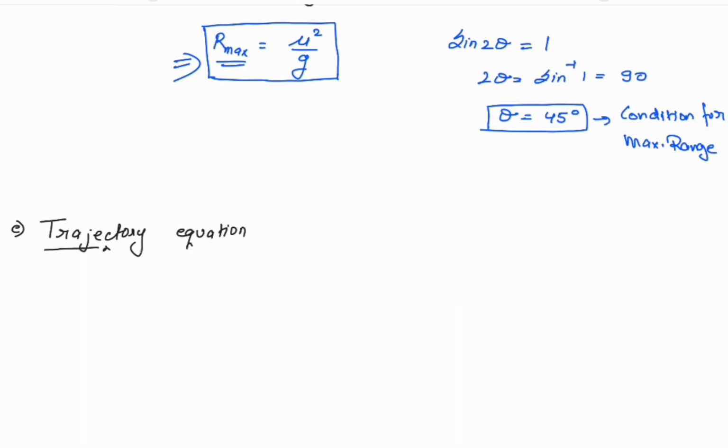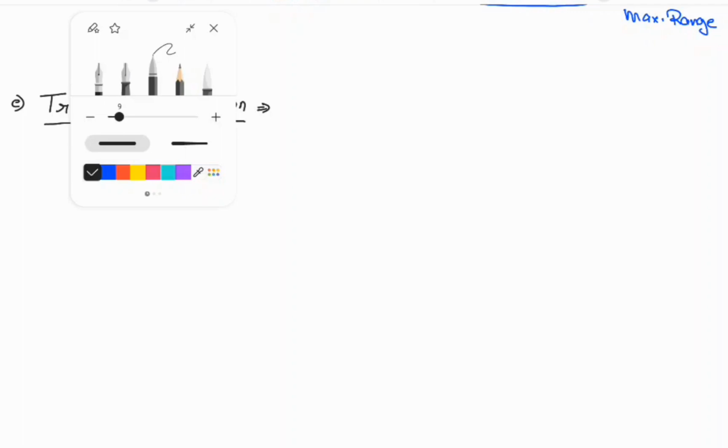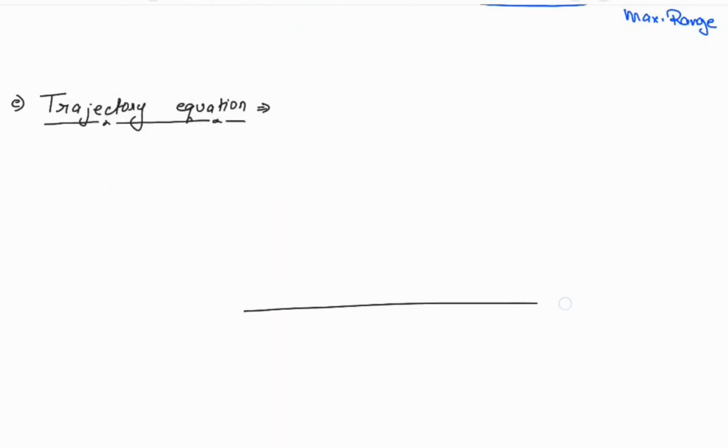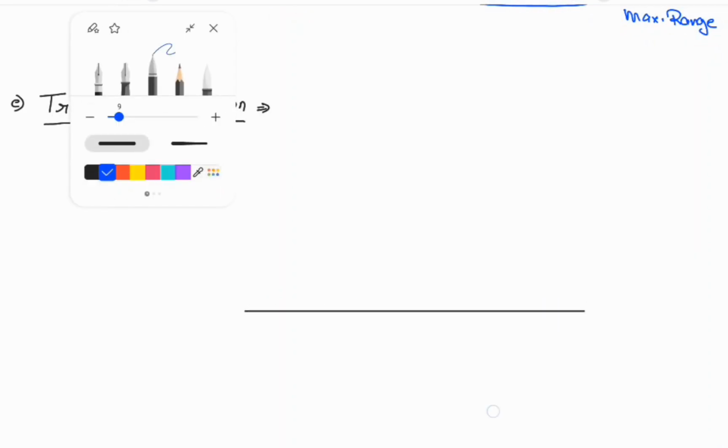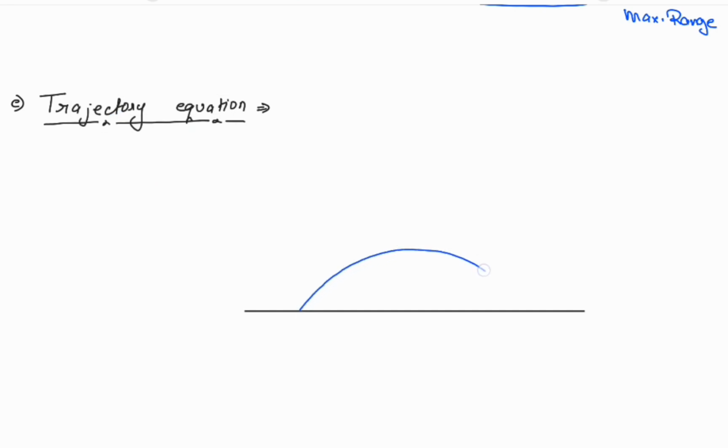Trajectory equation: how the coordinate x and coordinate y of the projectile motion are related to each other at any point of the trajectory. I'm going to draw a diagram, and here I have a projectile motion like this. This is point O, this is point A, and always draw the y-axis like this. This is my y-axis. This is my x-axis.